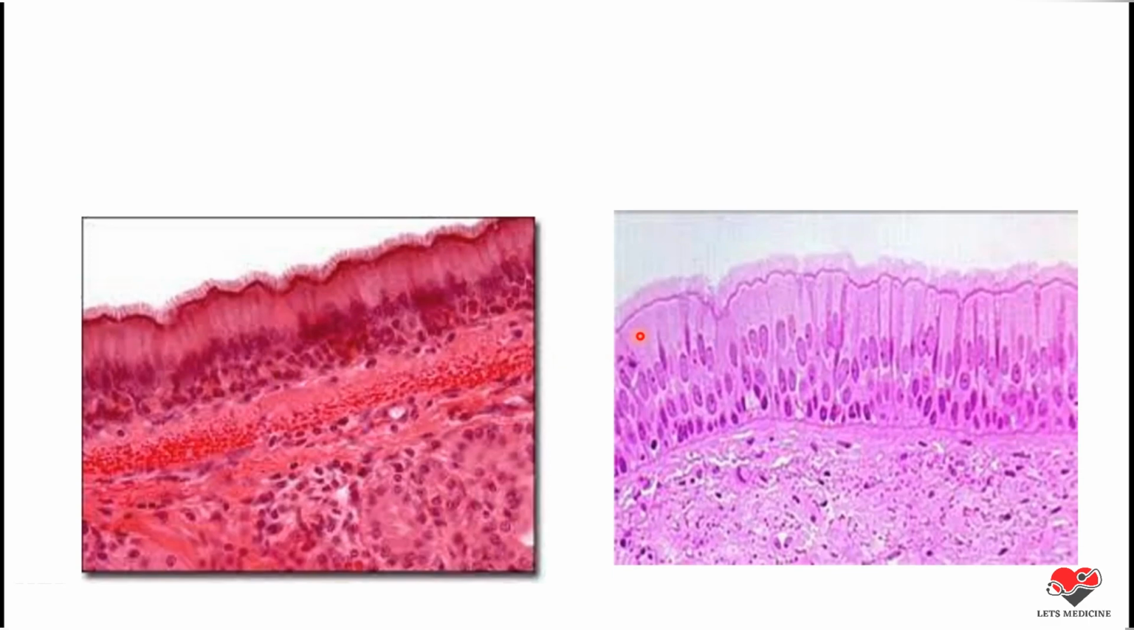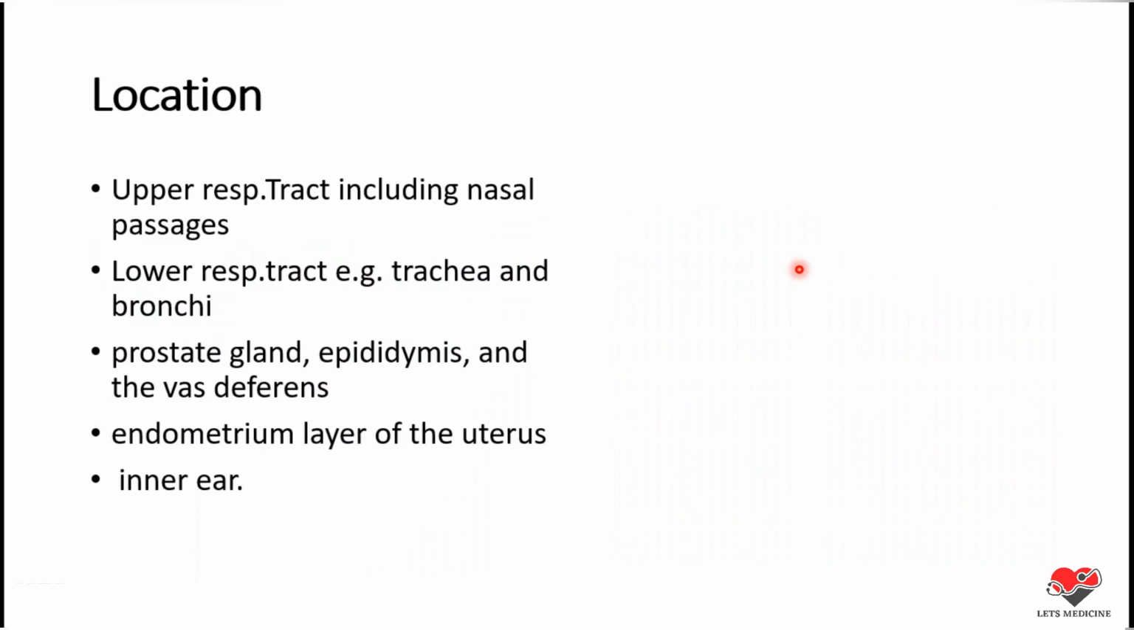Another fact you must remember about pseudostratified columnar epithelium is that in most locations in our body it is ciliated. In some places these are typical cilia, while in other places they are a specialized kind of cilia, for example stereocilia.